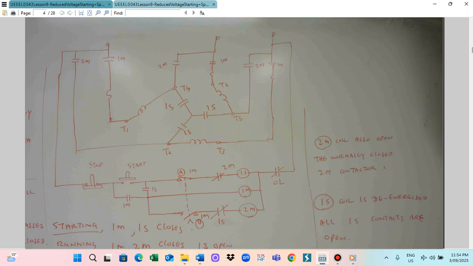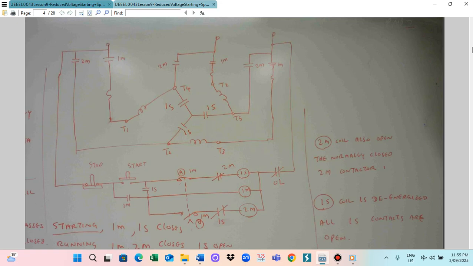And running time, 1S has to be open, so the 1M and 2M must be closed. At running time, 1M and 2M are closed and 1S is open. So this is the operation sequence. At starting time, 1M must be closed and 1S must be closed, and at running time, 1M and 2M are closed and 1S must be open. This function is executed by the starter switch.